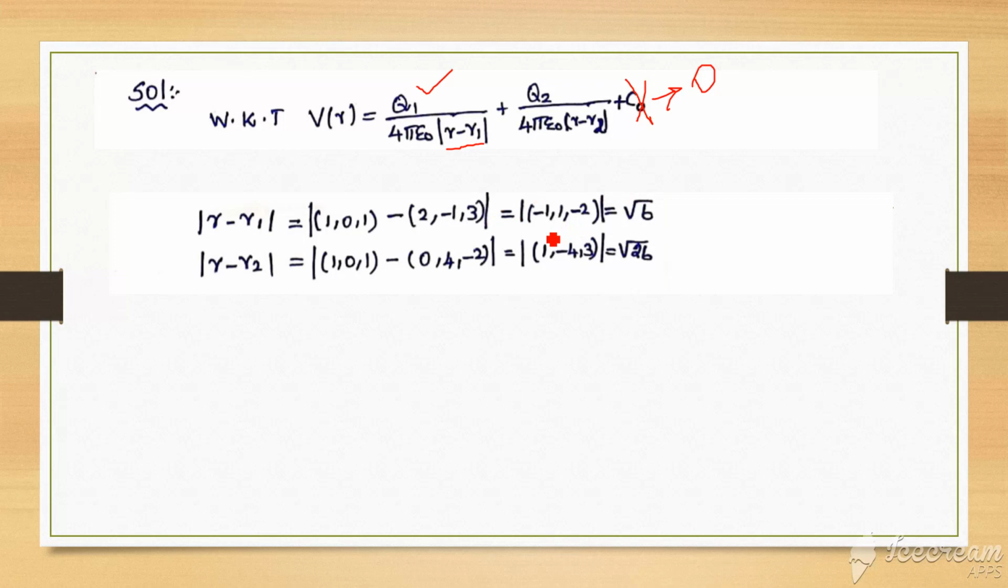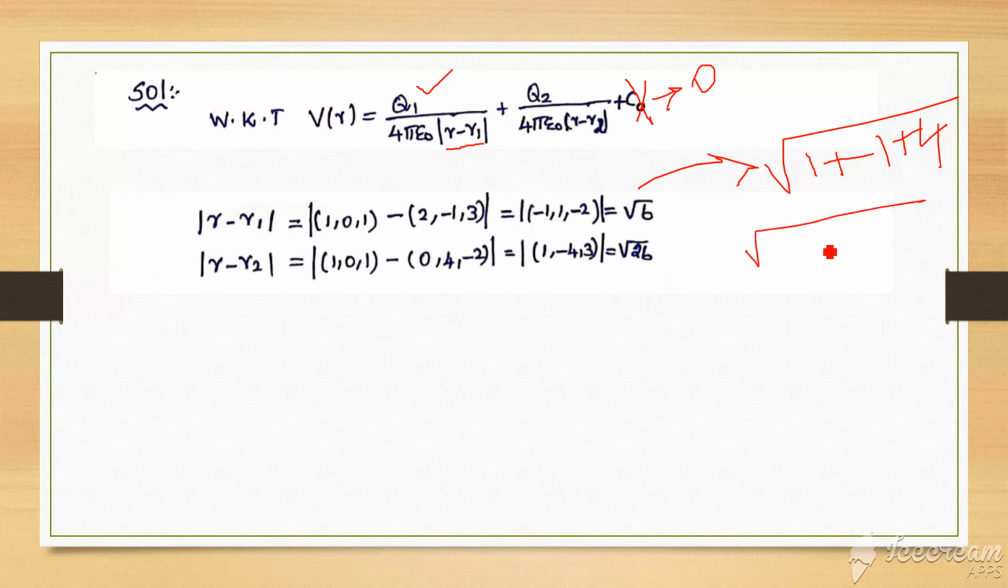While subtracting these two we get -1, 1, -2. How do we take the modulus? Simply the square root of -1 the whole square, which is 1, 1 squared is again 1, and -2 the whole square becomes 4. So 1 plus 1 plus 4 is 6, so root 6. Similarly for R minus R2, that is 1, 0, 1 minus 0, 4, -2, we get 1, -4, 3. Taking modulus, 1 squared is 1, -4 the whole square is 16 and 3 squared is 9. Adding these we get root 26.